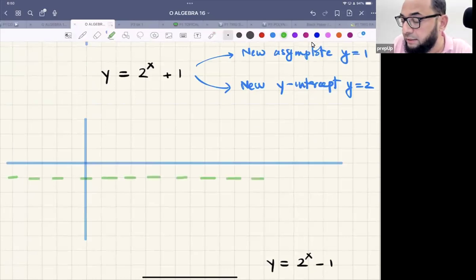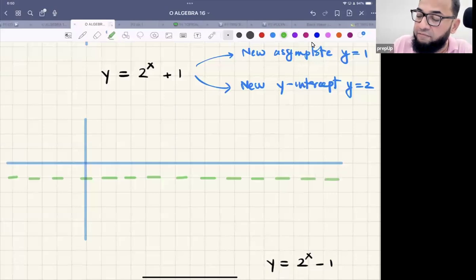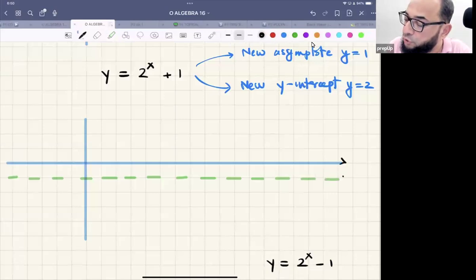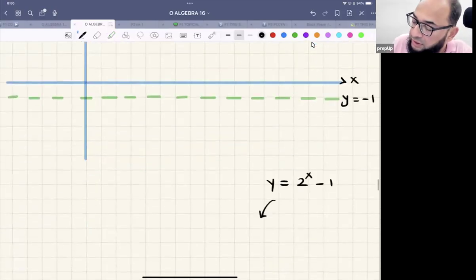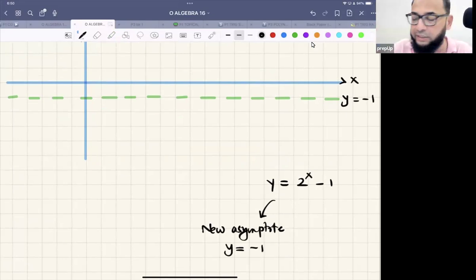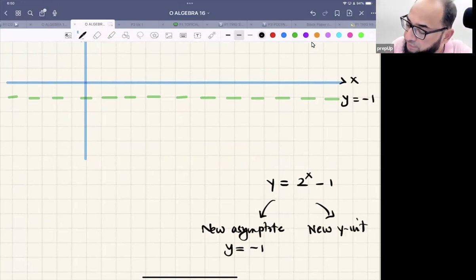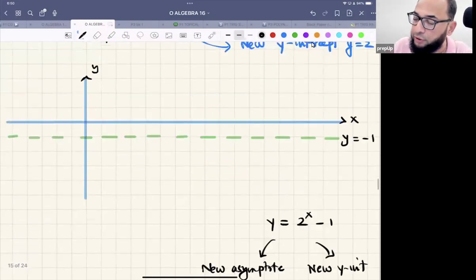This is y is equals to -1. This is the y-axis. This is the x-axis, the new asymptote. So the new asymptote is y is equals to -1. First it was y is equals to 0, now it's y is equals to -1. And the new y-intercept would be y is equals to 0.